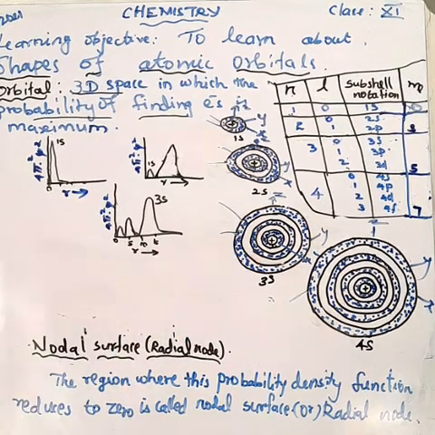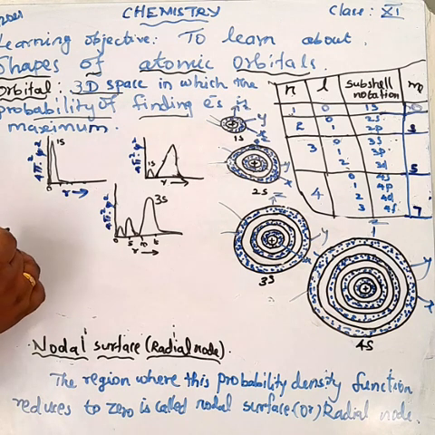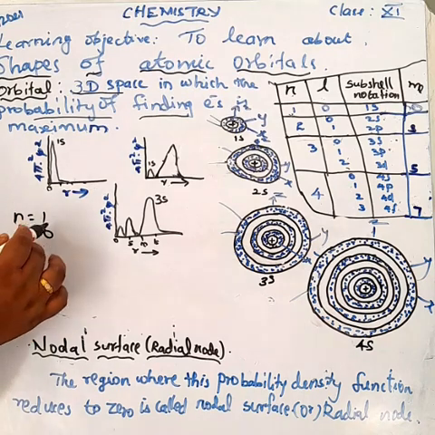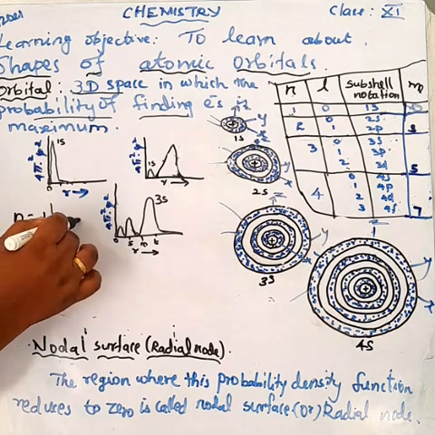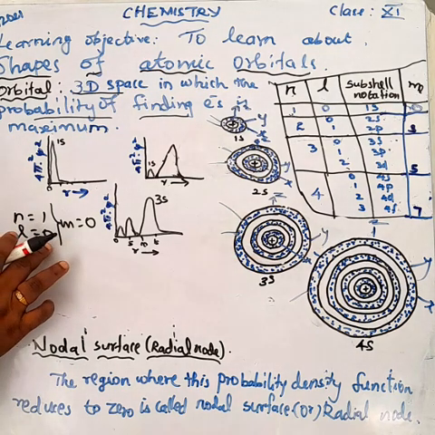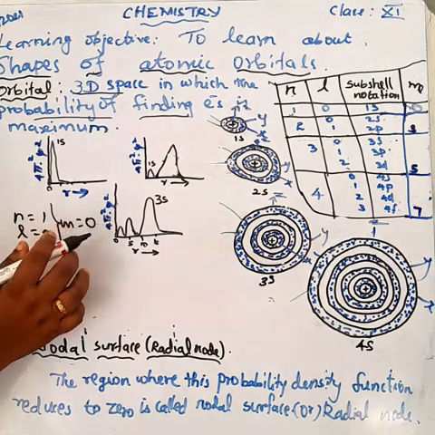For the s orbital, when n is equal to 1, l is equal to 0, the value of m is equal to 0. Okay, the value of m is 0. l is equal to 0 means the magnetic quantum number m represents 0.